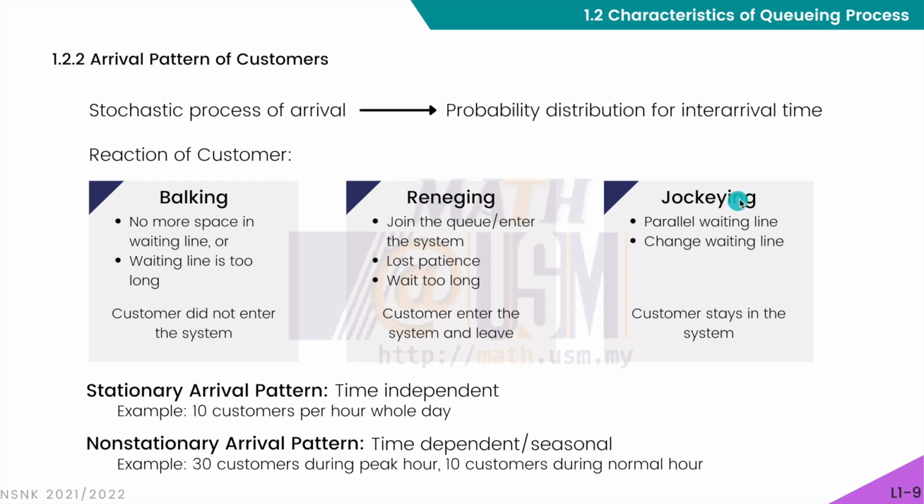So reneging and jockeying are when the customer is already in the system, but bulking basically means the customer did not enter the system, decides not to enter because there is no more space or the waiting line is too long.